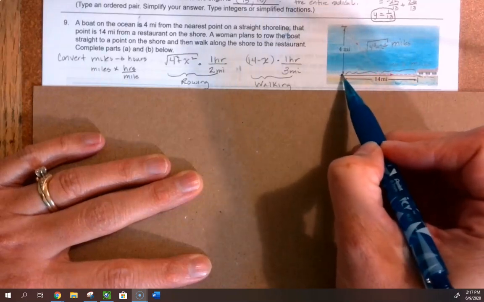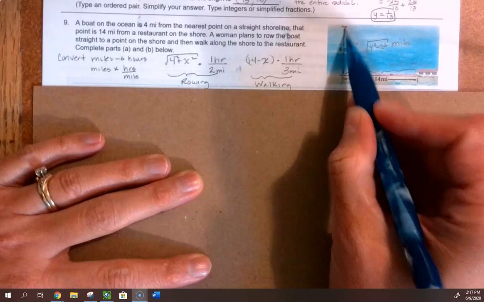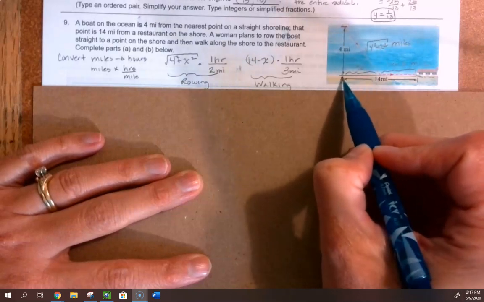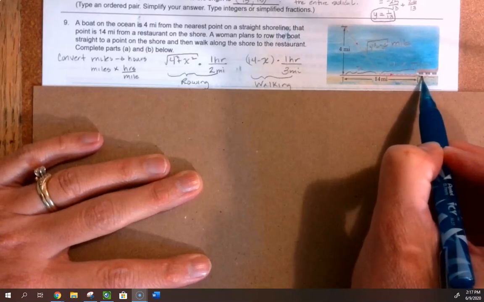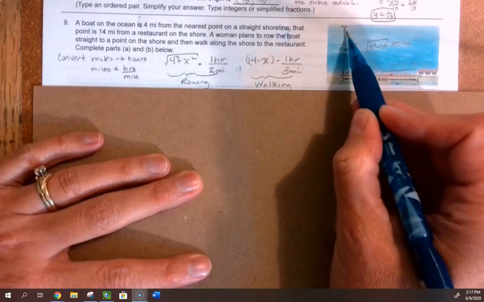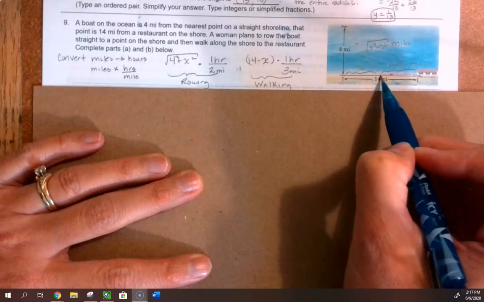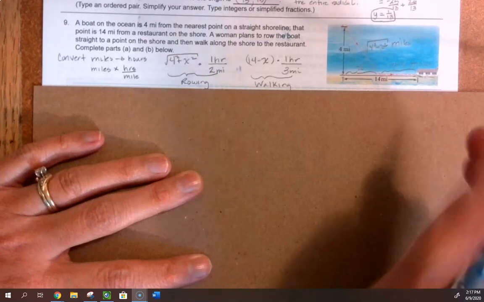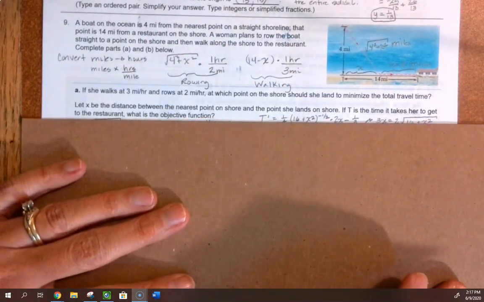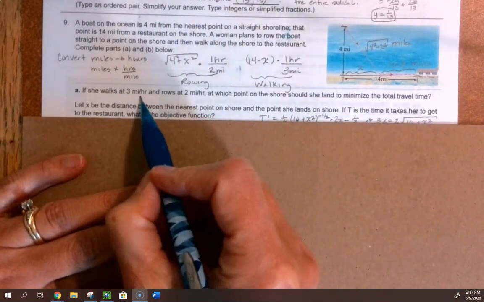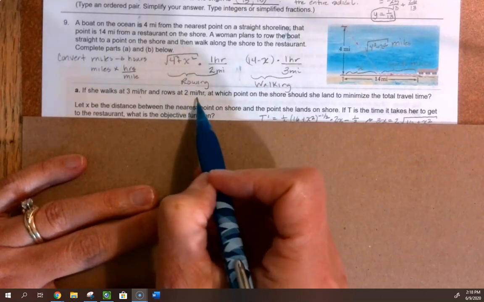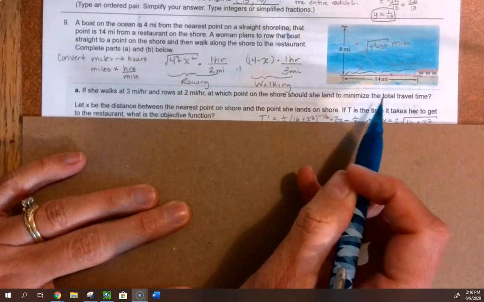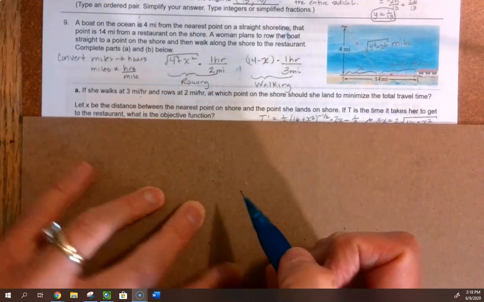So let's look at what we have. The boat is 4 miles from the nearest point on the shore, so that's perpendicular. From that point to the restaurant is 14 miles, and this woman is going to row to the shore at some point and walk the rest of the way. Part A says, if she walks at 3 miles per hour and rows at 2 miles per hour, at which point on the shore should she land to minimize the total travel time?